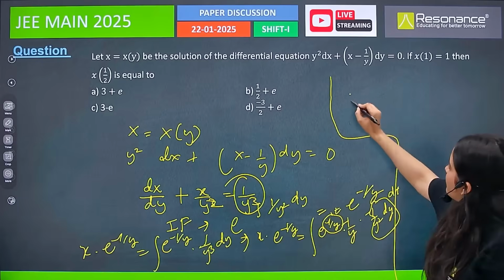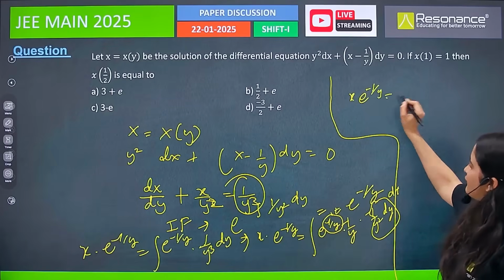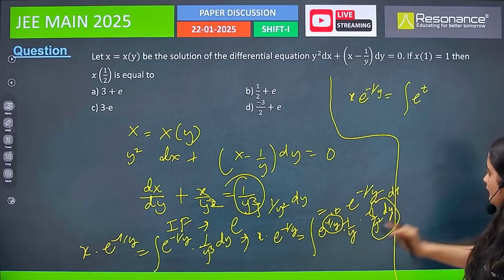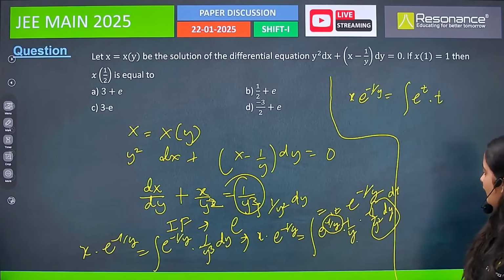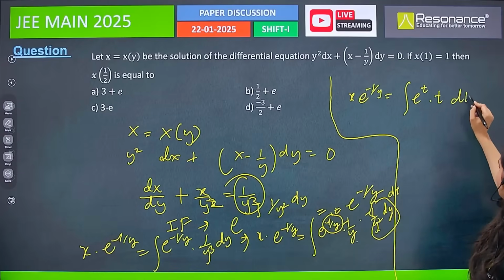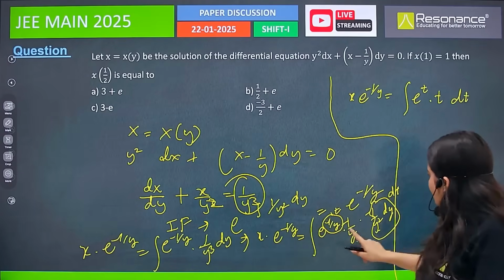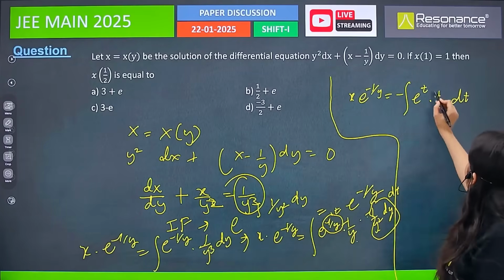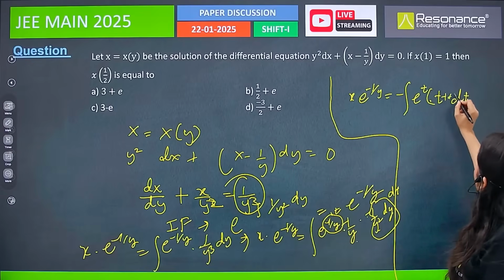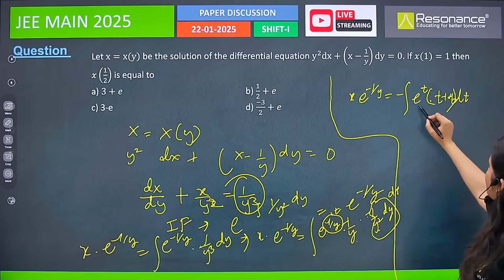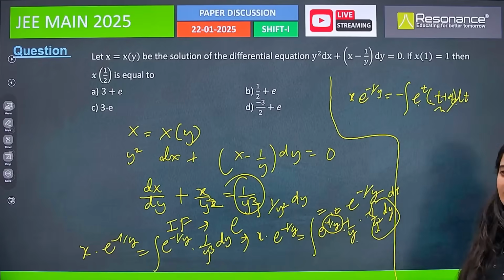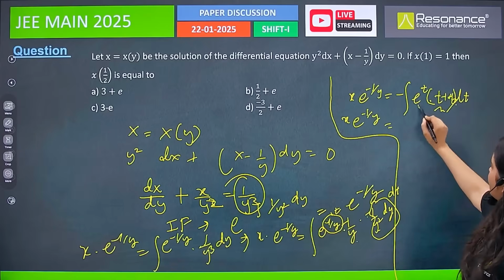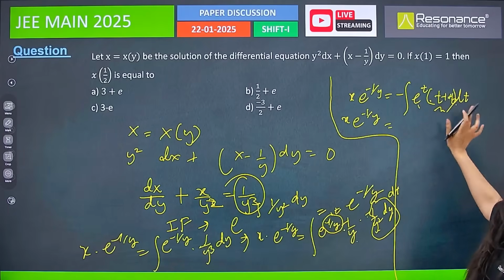So my equation will become x into e power minus 1 by y, left hand side is going to stay the same, is equal to e power t, this is also t, and this will become dt. We have one minus sign here, let's keep it outside. Now inside the bracket I am doing minus 1 plus 1. So if you see, it has become the formula e power x into f of x plus f dash x.